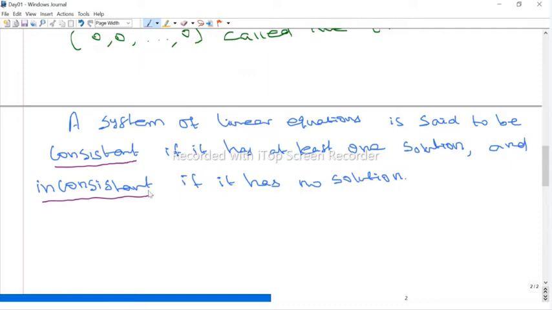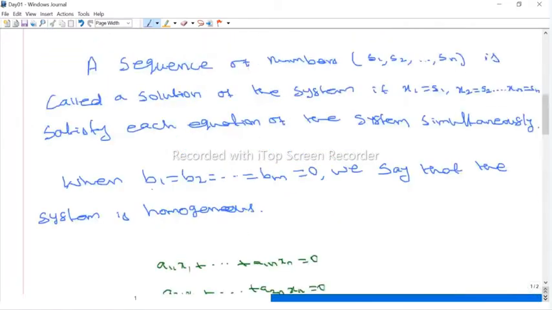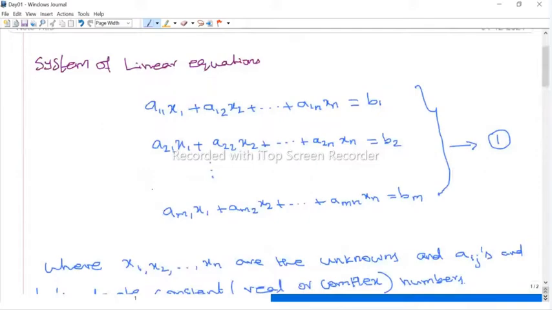Now, how to find the solution of the given system of equations? This is very difficult to look at directly: we have m equations and n unknowns. So we have to simplify this system of equations to a simpler equation. That equation is called a matrix equation. So how do we form a matrix equation from this?